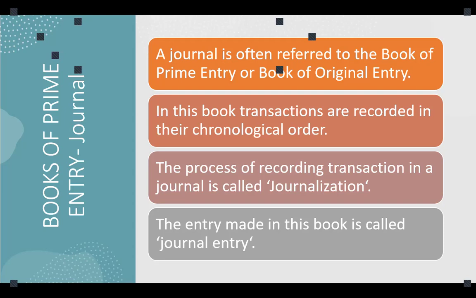In this book, transactions are recorded in their chronological order. Chronological order is nothing but the step-by-step ascending order of the date of transaction. For example, if a transaction occurs on the 1st of July, it will be recorded first. A transaction on the 2nd of July should be recorded after the 1st July transaction. The 2nd July transaction will not be recorded before the 1st July transaction. So we need to understand that there is a chronological order of recording the transactions.